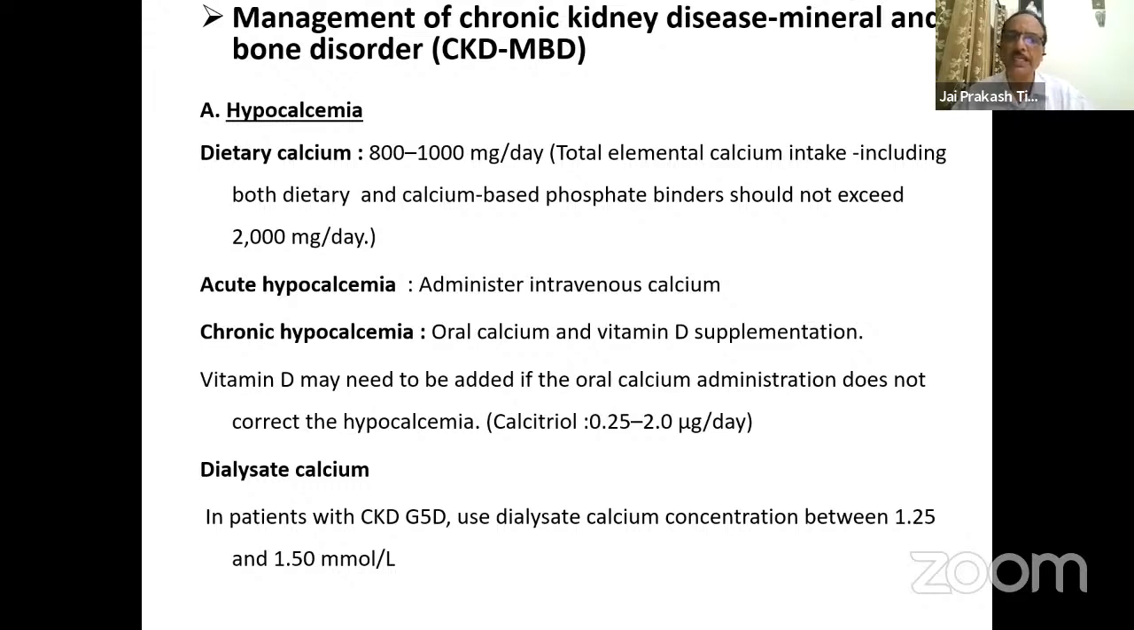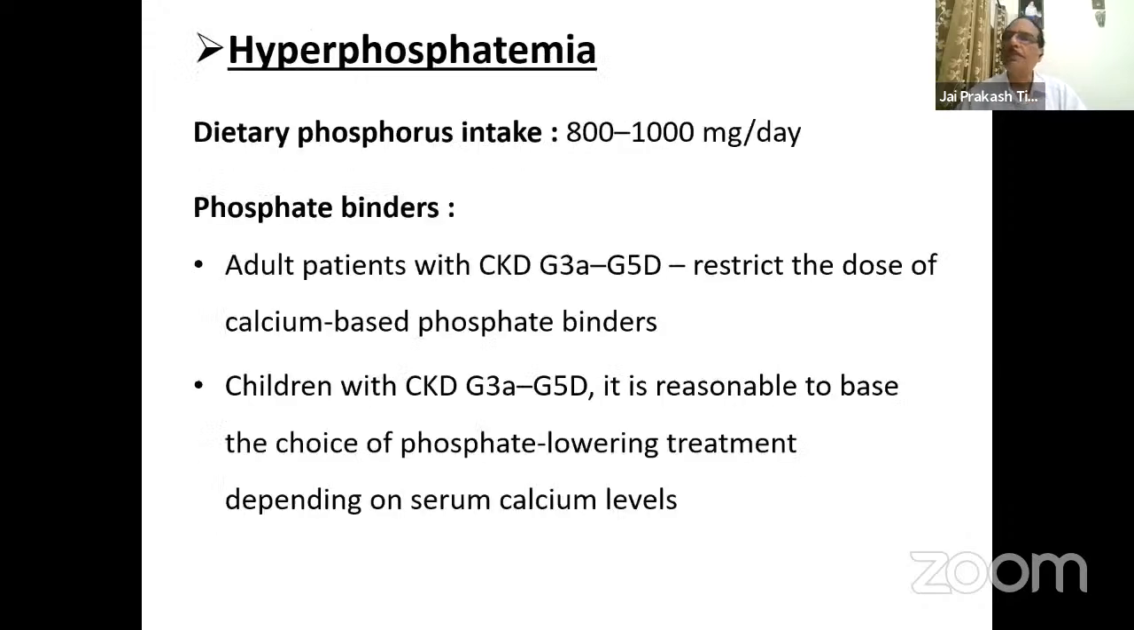Vitamin D may need to be added if oral calcium administration alone does not correct the hypocalcemia, and you can use calcitriol 0.25 to 2 micrograms per day depending on the severity of the disease. If the patient is on dialysis, we have to increase the dialysis fluid calcium concentration to between 1.25 and 1.5 millimole per liter.